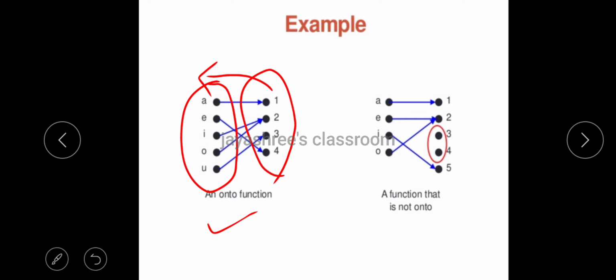So each member 1, 2, 3, 4 is somehow related with the members in the domain. No free elements here. Okay, so such functions are onto functions.